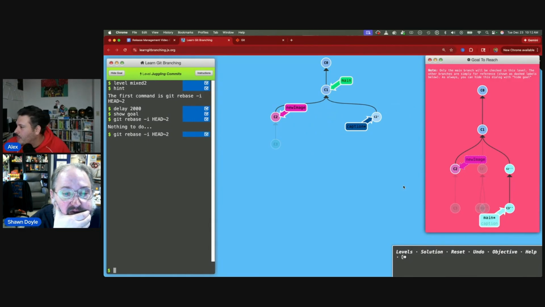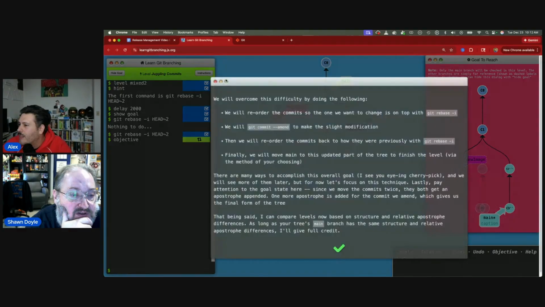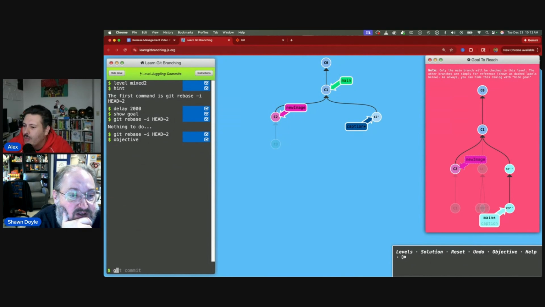All right. So caption. Okay, it's getting there. We want to leave new image alone, but we now want to move main down. So git commit --amend. What are we amending? C1? Yeah, we're amending C1.